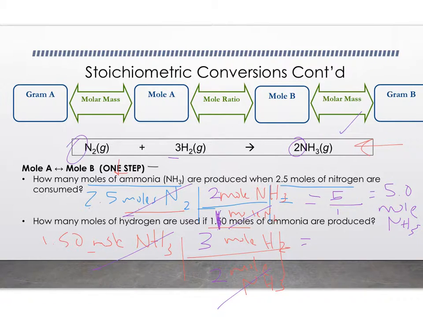Now we just perform our math. 1.50 times 3 is equal to 4.5, and then 4.5 divided by 2, we end up with 2.25 moles of our hydrogen. And again, make sure you look at sig figs and units.